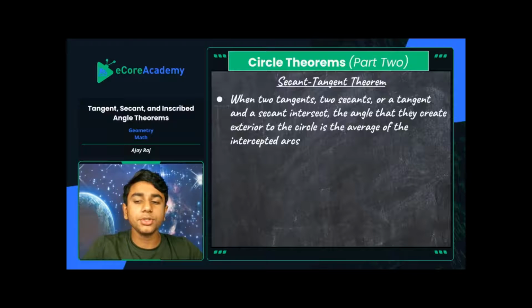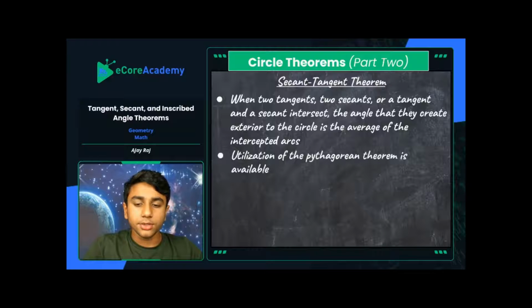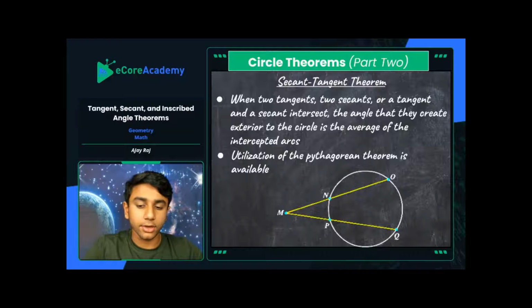So when two tangents, two secants, or a tangent and a secant intersect, so this is basically correlating all possible relationships between intersections of tangents and secants, or both of each. When they intersect, the angle that they create exterior to the circle is the average of the intercepted arcs. So utilization of the Pythagorean theorem is also available here, but I will explain that later on in later lessons.